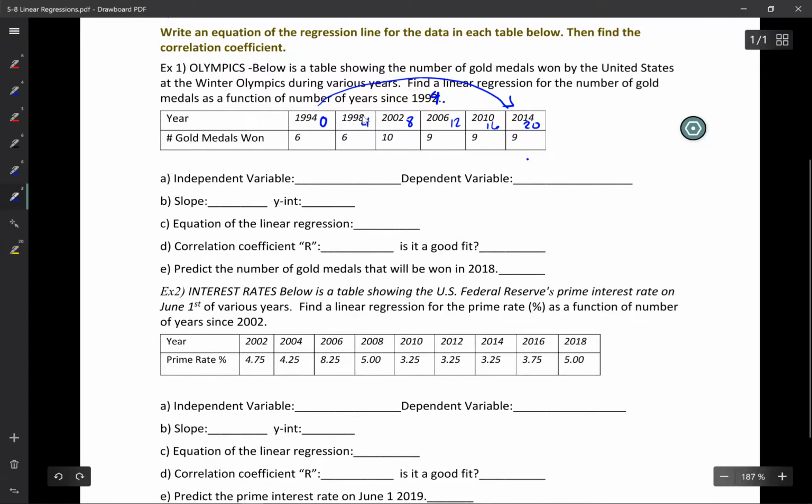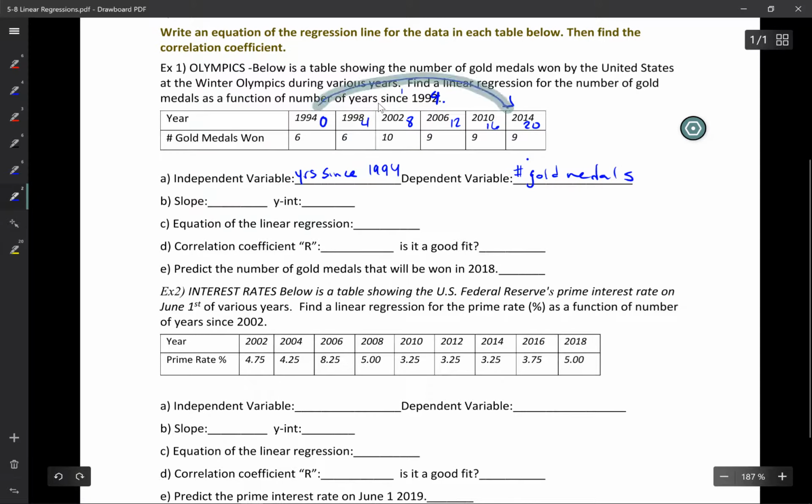This I pulled from actual data. In 1994, we won 6 gold medals in the Winter Olympics. 1998, 6. 2002, 10. 2006, 10. And 2014, we earned 9 medals, right? All right, so first question, what's the independent variable? Well, that's the years since 1994. What's the dependent variable? Number of gold medals.